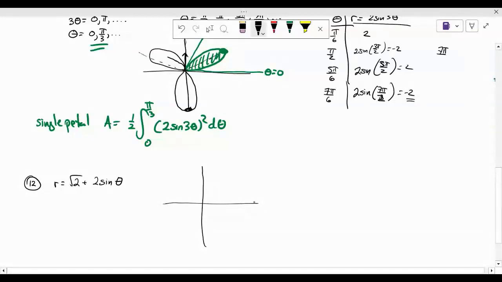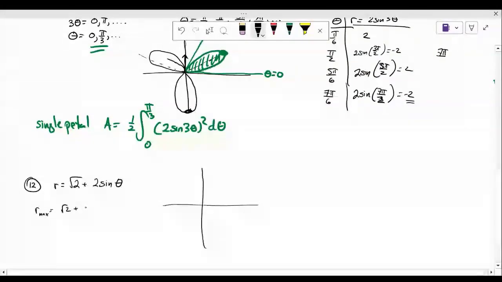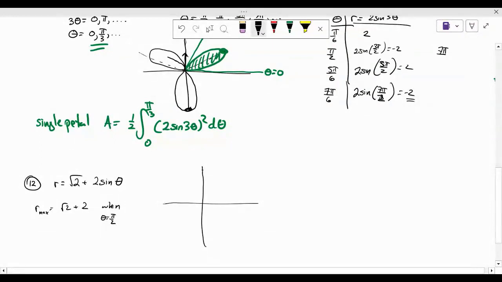And what's the largest value of r without even doing any calculus? I mean, we kind of know when this is maximized. It's whenever sine is maximized, right? What's the maximum value of sine? It's 1. And when does that happen? So r max, if you will, is square root of 2 plus 2 when theta is, well, whenever sine is 1, so at pi over 2. So that would be the furthest extent.